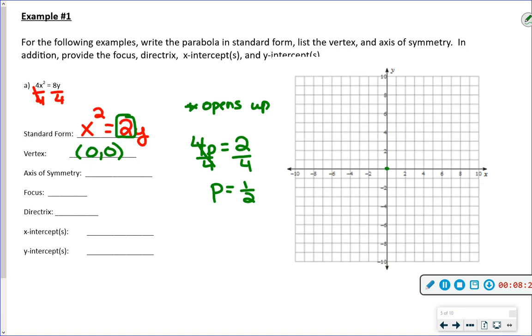To do your focus point, you are going to count the same direction your parabola opens. Ours opens up, and I'm going to count p units. Kind of yuck that it's a fraction, but we're going to ballpark it best we can. So from the vertex, just to color code it, I'm going to go up a half unit. Is that actually the half? I don't know, maybe. Let's write the ordered pair. I'm at 0, a half.